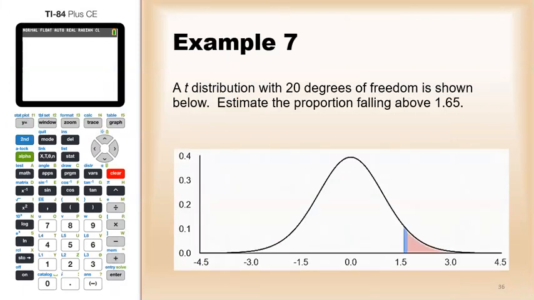All right, let's try some. A t-distribution with 20 degrees of freedom is shown below. We want to estimate the proportion falling above 1.65. So in the calculator, I would choose the vars, and now I'm going to scroll down until I see tcdf. It's like option 6 here. It'll ask me the same things we've done before. I want to be above 1.65, so my lower bound is 1.65. The upper bound is 999. And I have 20 degrees of freedom.